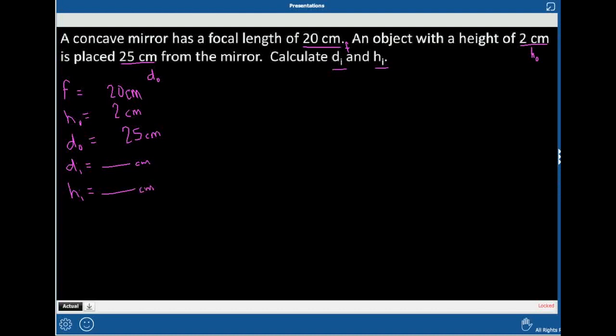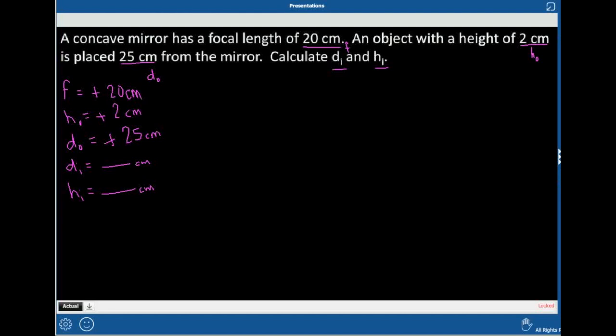Okay, so if I go back to my chart, I see that for a concave mirror, my focal length is positive. So I'm going to put a plus there. I see that my object height is positive because it's upright. And since my object is 25 centimeters from the mirror, it's also going to be positive. Okay, so now I can do the first step in solving this problem.